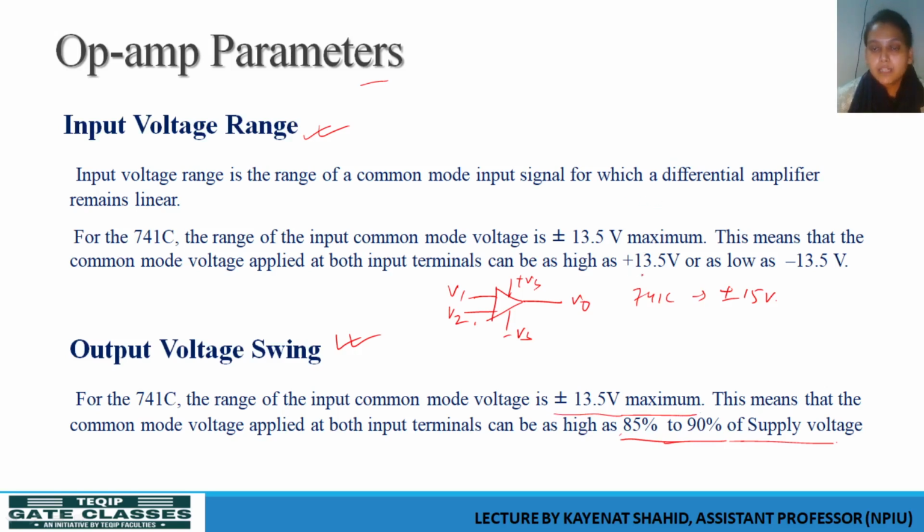So if you are applying a differential signal, the difference can be as high as plus 13.5 volt, or as low as minus 13.5 volt. And for the output voltage swing, the maximum output voltage it can go up to is plus 13.5, and in the other direction, minus 13.5. The output will swing between these two values, nothing else. So this is also important. Depending on which op-amp you are using, the values will be different.